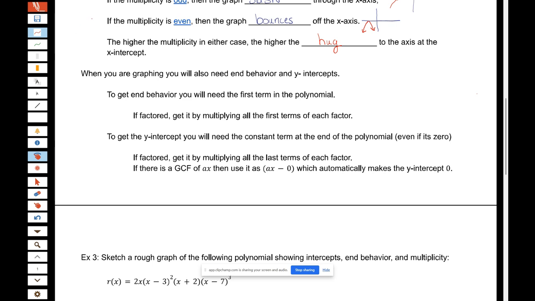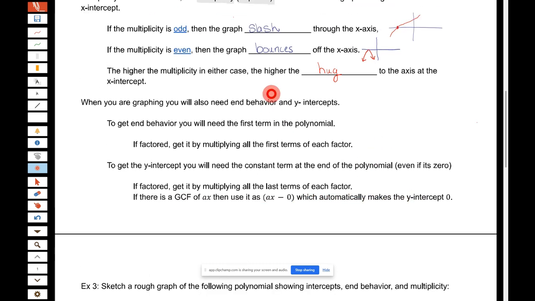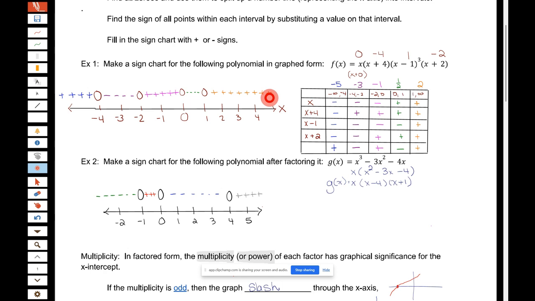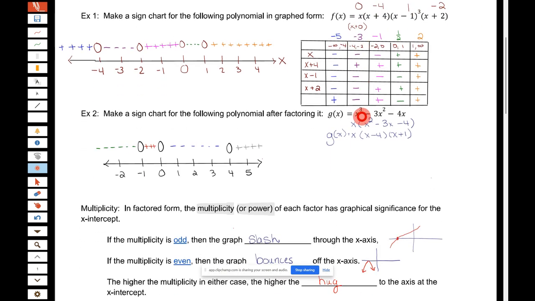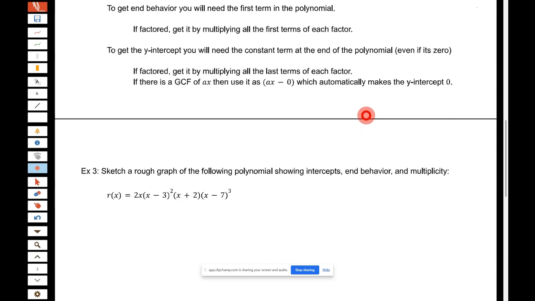So if it's in factored form, get it by multiplying all the first terms. To get the y-intercept, or the last term, you need the term at the end, and you get it by multiplying the last ones. If there is a GCF of x, it's ax plus 0 and automatically makes the y-intercept 0. Absolutely, because if you have a factor of x, that gives you a root of 0. And if you multiply that times all the other ones, it's going to change them to be 0.